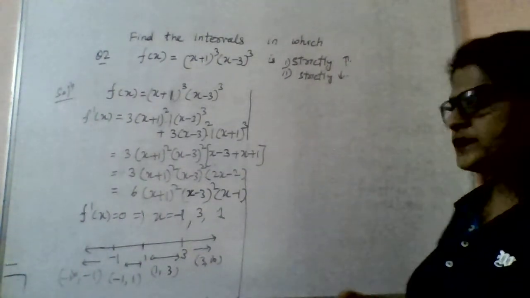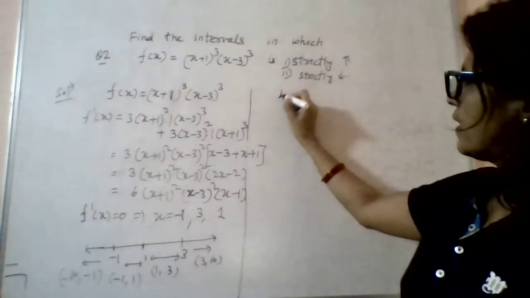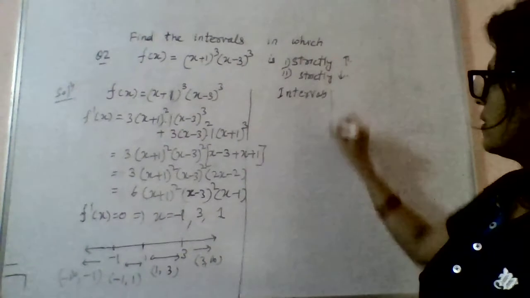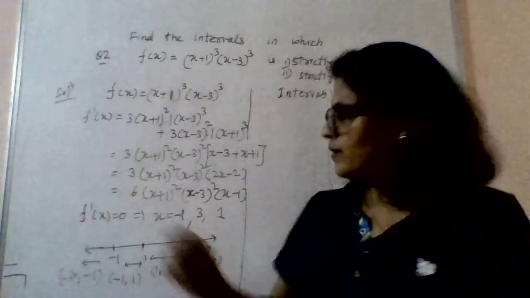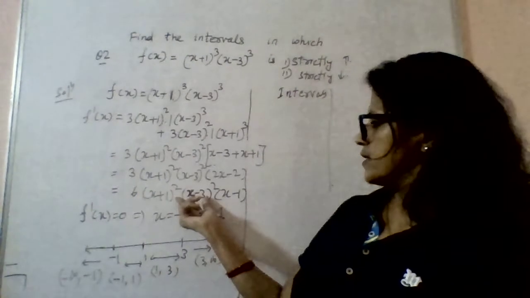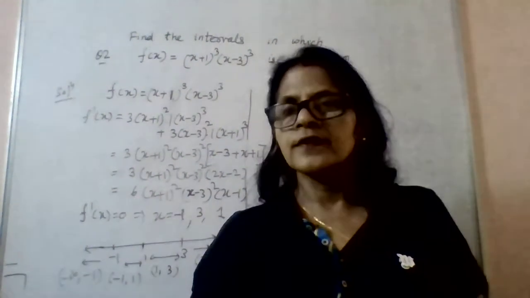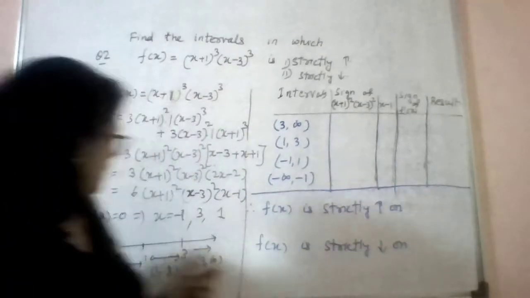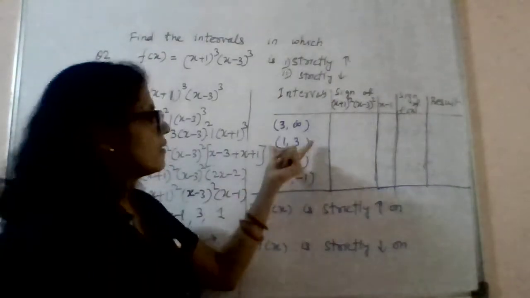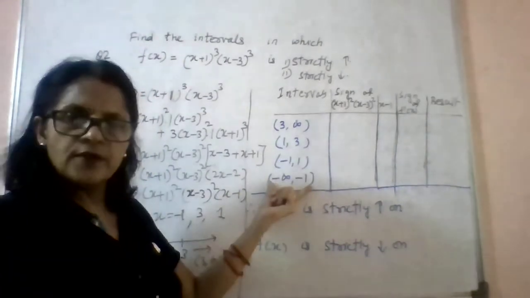Okay, so next step is getting the table. While getting the table, you have this format: intervals, then sign of (x plus 1) whole square, (x minus 3) whole square, x minus 1, then we can get f dash x. So we have the intervals 3 to infinity, 1 to 3, minus 1 to 1, minus infinity to minus 1.